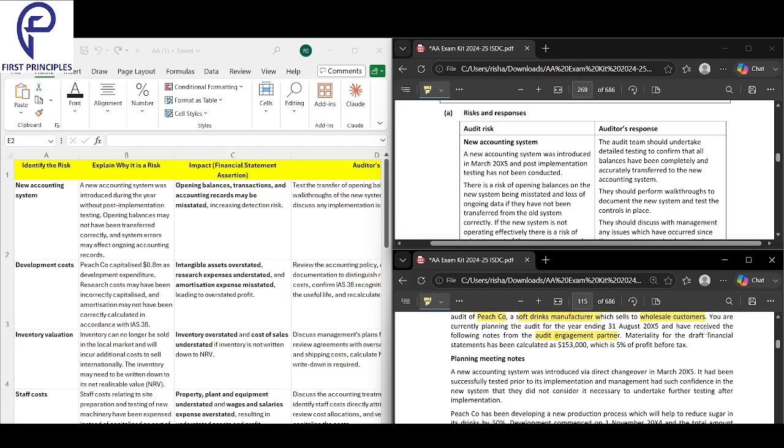Materiality for the draft financial statements is 153,000, which is 5% of profit before tax. They have just given you materiality information, not relevant a lot right now, but eventually as we go into the question, you will see this will be useful.